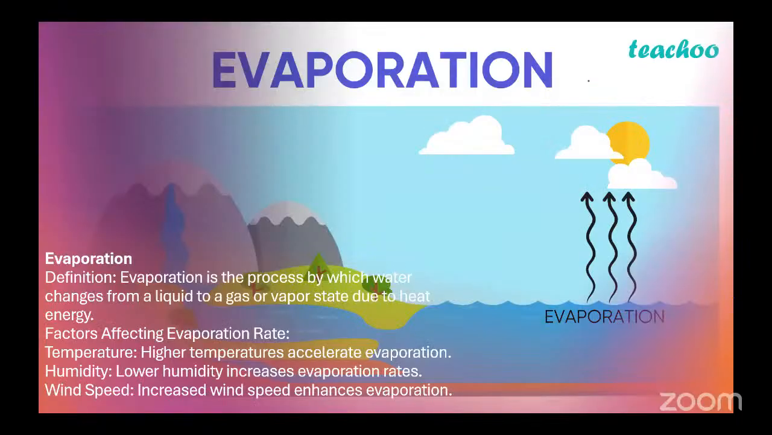Next, what is evaporation? The definition: evaporation is the process by which water changes from a liquid to a gas or vapor state due to heat energy. The factors affecting evaporation rates are temperature, where high temperatures accelerate the evaporation process; humidity, where lower humidity increases the evaporation rate; and wind speed.